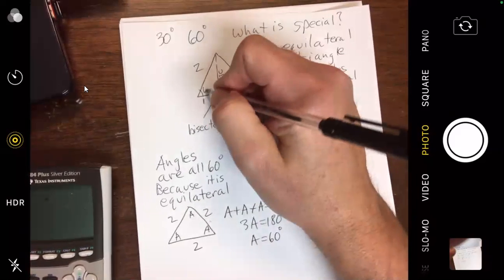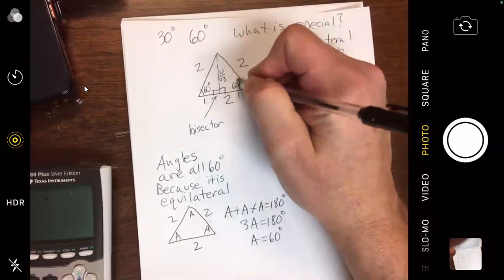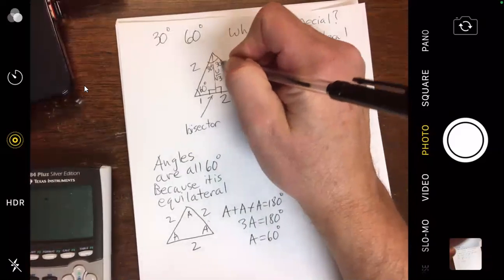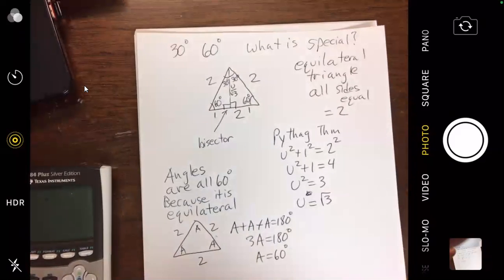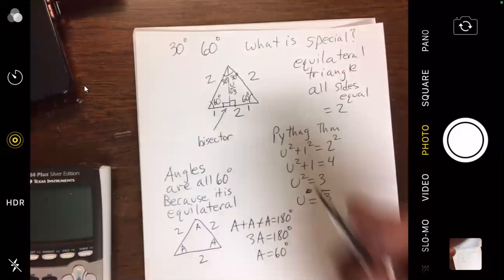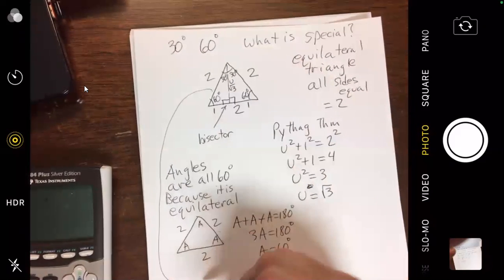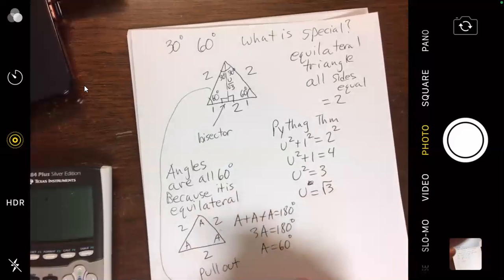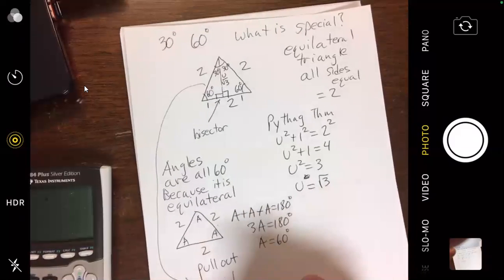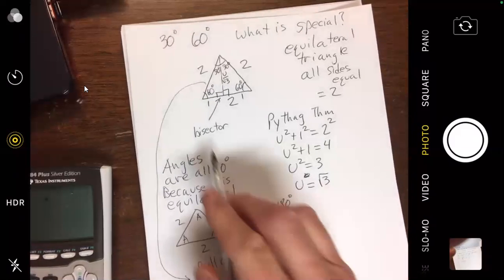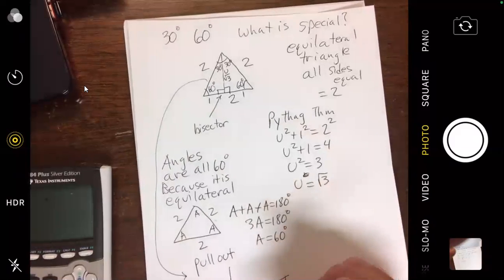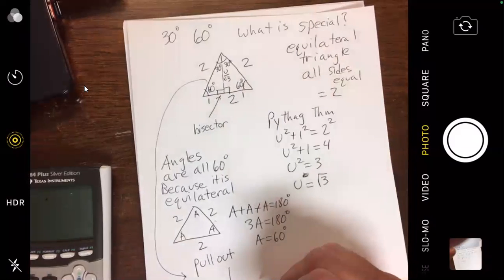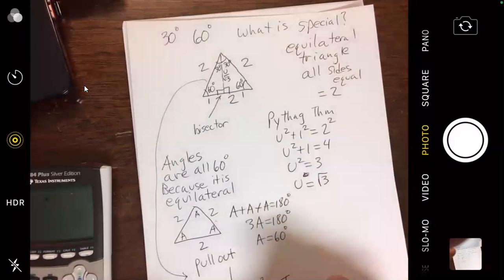So that puts 60 degrees here, and then this is bisected. That's got to be 30 and 30. Now we're ready to pull this out and line it up with the coordinate system at 30 degrees. You can see the opposite side is 1, the hypotenuse is 2, and the adjacent side here is root 3.